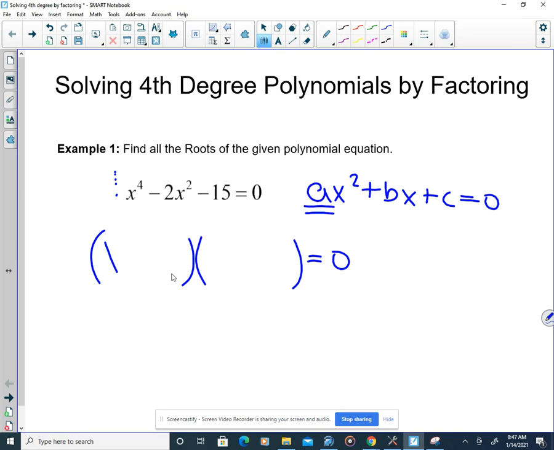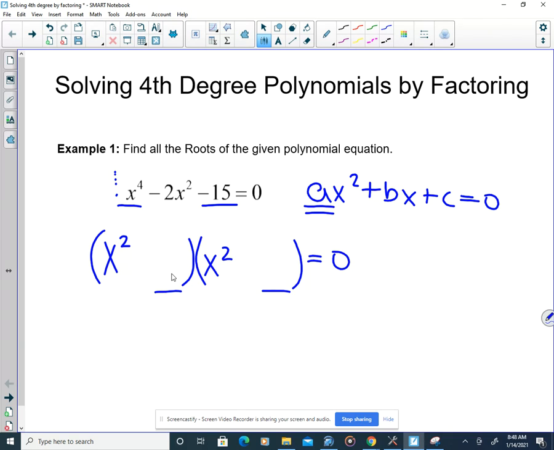So we're going to put x squared and x squared. When you take x squared times x squared, you get x to the fourth. Now we're going to look at the last number, negative 15. We want to put factors of negative 15 in these blanks. Well, there's a lot we could choose: negative 1, 15, negative 15, 1, 3, negative 5, 5, negative 3. So we got a lot of options. How do we narrow down which option to choose?